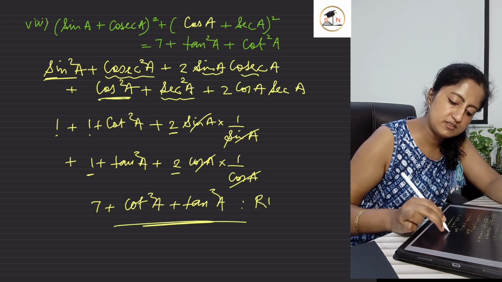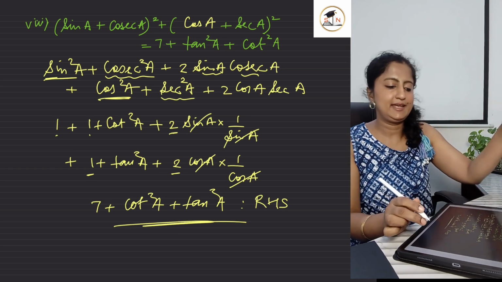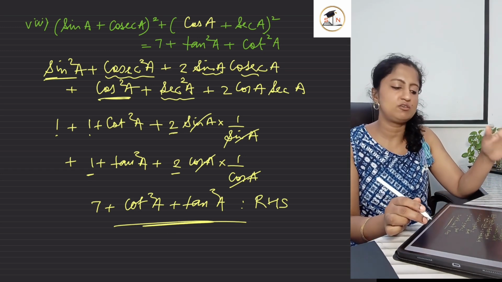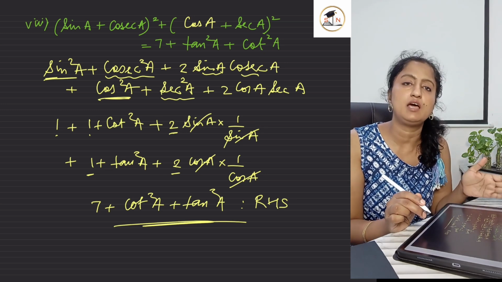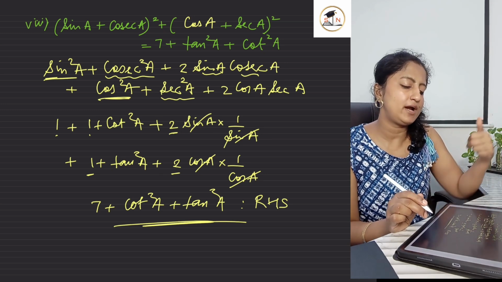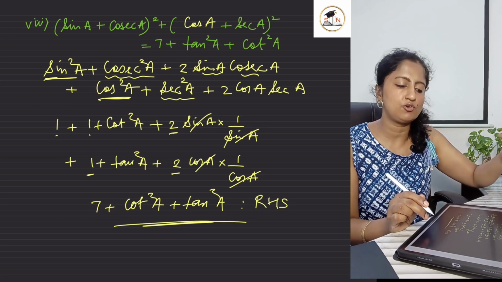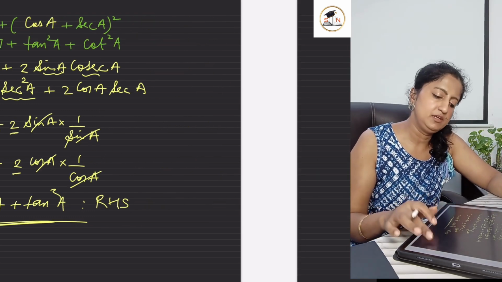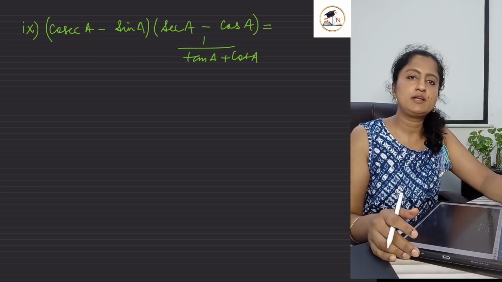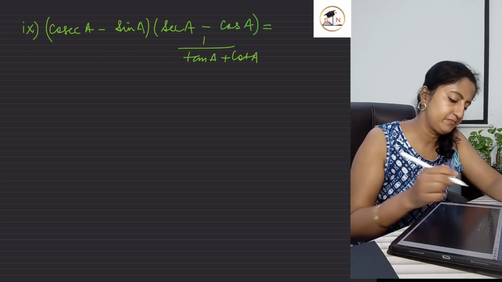Was it not an easy question, right? At first glance there were multiple terms, squares and all that, but just 2 steps and we are done. If you had converted cosec and all that initially, things would have taken time to simplify. Now, we are on to the 9th question, that is second last.